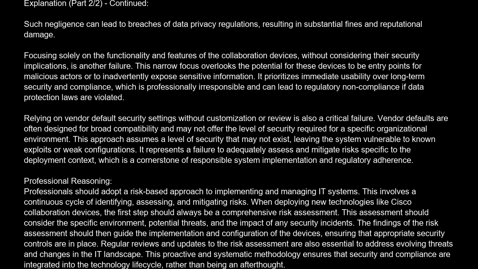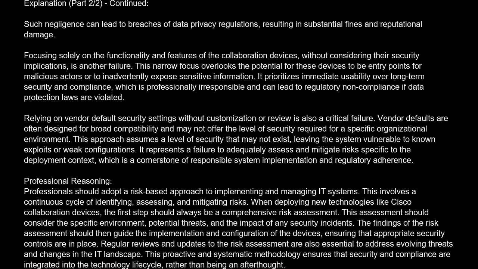Professional reasoning. Professionals should adopt a risk-based approach to implementing and managing IT systems. This involves a continuous cycle of identifying, assessing, and mitigating risks. When deploying new technologies like Cisco collaboration devices, the first step should always be a comprehensive risk assessment. This assessment should consider the specific environment, potential threats, and the impact of any security incidents.